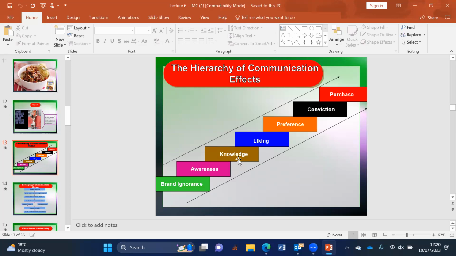Then they have knowledge. That means they try to get information about your product, and then they see if they like it. Once they like it, it might become a preference for them, and then it becomes a conviction. They decide that they're going to buy your product, and then they go out and buy it. So that's the hierarchy of communication effects. Marketing communication has an effect in this manner.